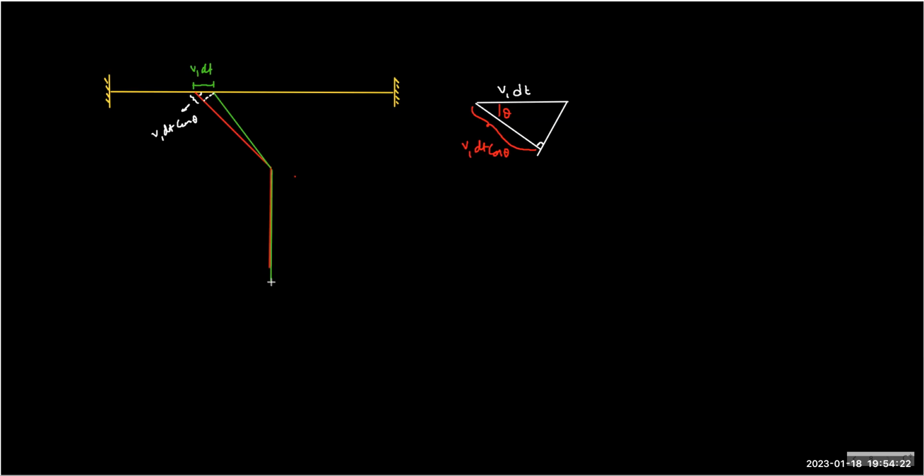And therefore, the green line will move down by the same value, isn't it? Because I have given this as V2, this is V2 dt. But V1 dt cos theta is actually V2 dt. And that's why you see the answer like this. So this is how we write the constraint, by keeping the length constant. Is this clear? Yes, sir.